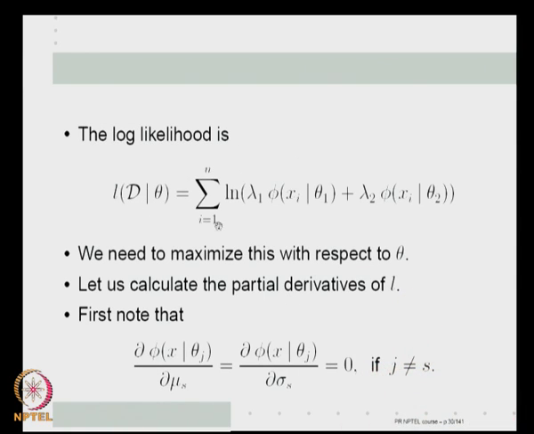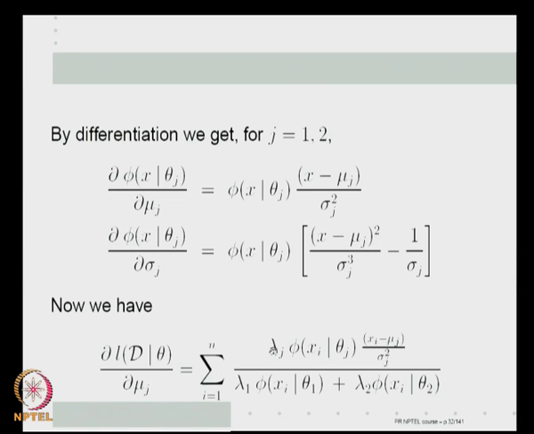If I want the derivative of this with respect to mu 1, because of the ln, the derivative will go inside the sum. The ln will give me 1 by lambda 1 phi of x_i given theta 1 plus lambda 2 phi of x_i given theta 2, into the derivative of this with respect to mu 1. The derivative of the second term with respect to mu 1 will be 0, and the derivative of the first term with respect to mu 1 we already know. So, doing all that, we get the derivative of L with respect to mu j will be lambda j phi of x_i given theta j, that comes from here, into x_i minus mu j by sigma j square.